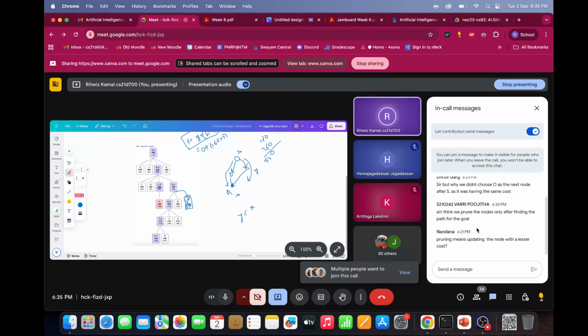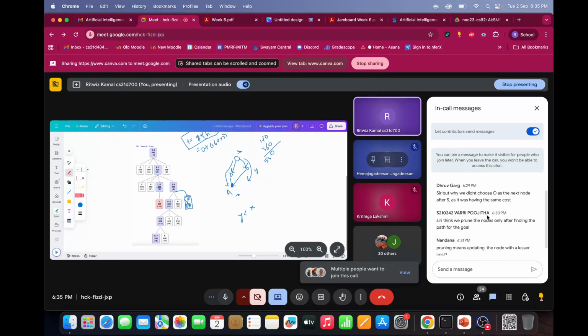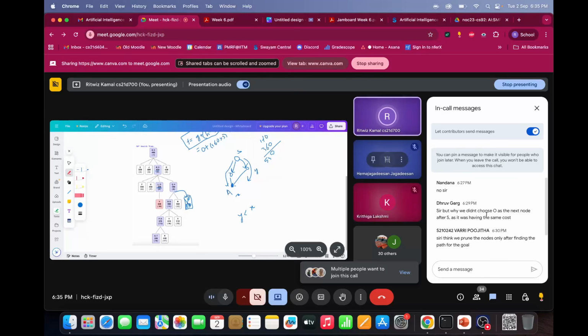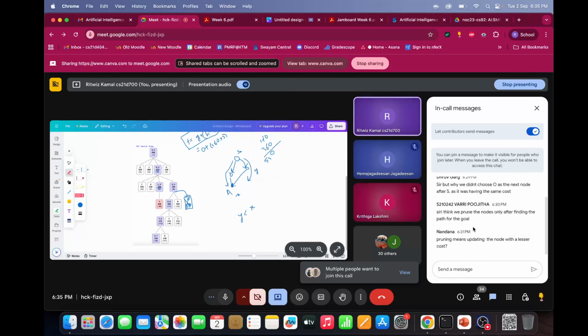To address some of the queries in the chat, Dhruv also asked why we didn't choose O as the next node after S. Because we are choosing the alphabetical order, so that's the reason. Then there's another question on whether we prune the nodes only after finding the path for the goal. No, not necessarily. We don't depend on the goal. We keep pruning as and when it happens. Pruning means updating the path to the node with a lesser cost.